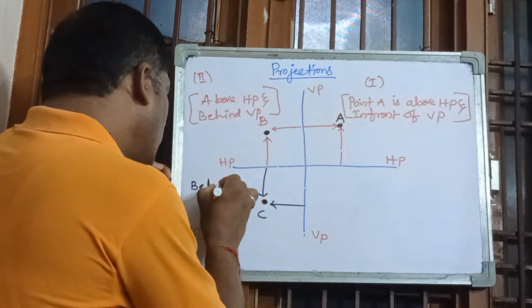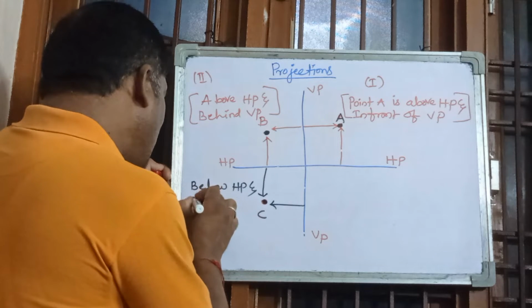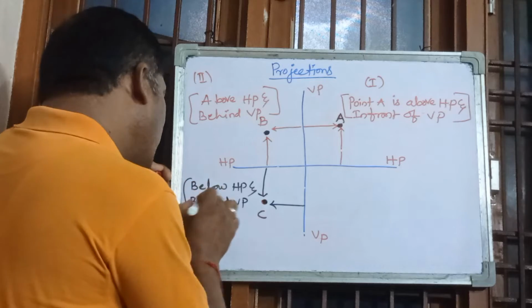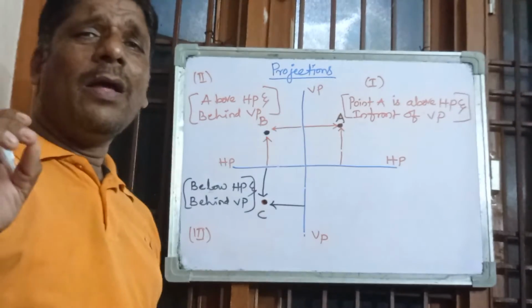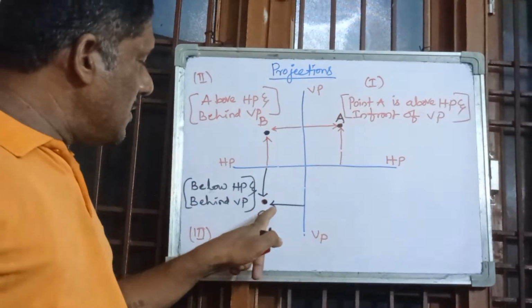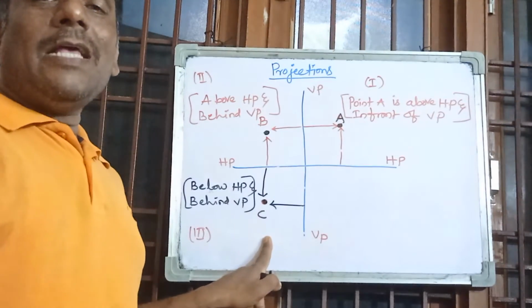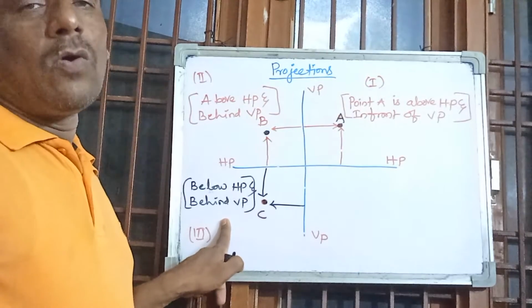Below HP and behind VP. So all this data is clearly not available in the textbook. That's why you clearly notice the point C is below HP and behind VP. It says that the point is there in the third quadrant.